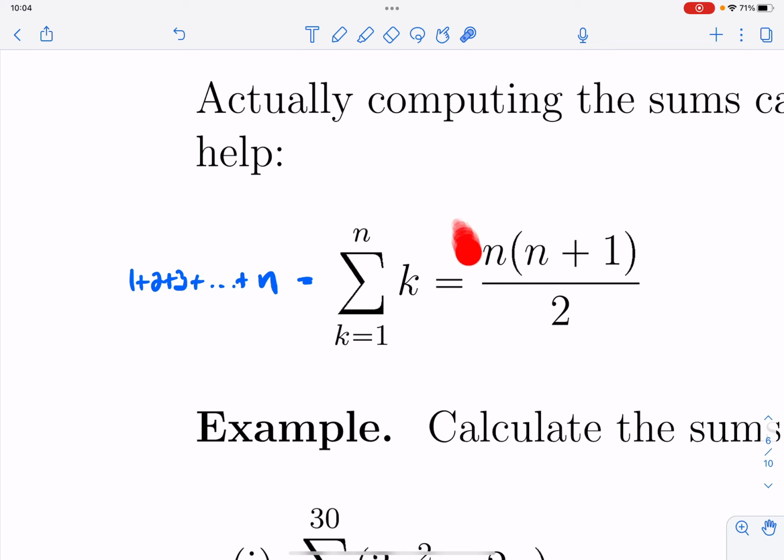Instead, you're going to use this formula, and you're going to go 55 times 56 divided by 2. Done. If you're curious why this formula works the way it works, come talk to me in my office. I'm happy to show you the proof for this.